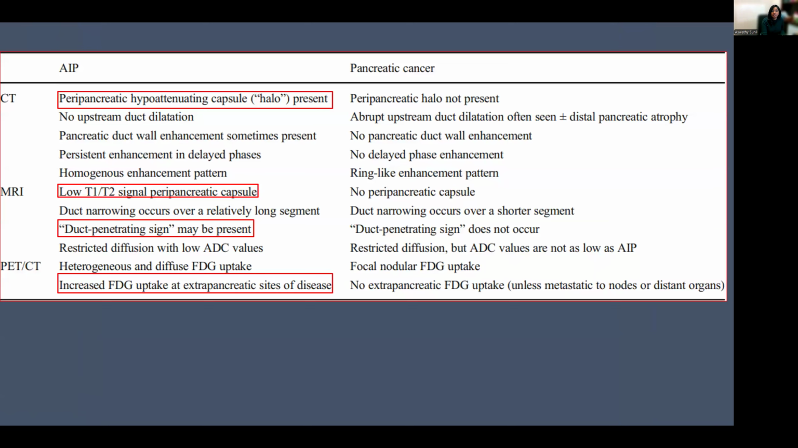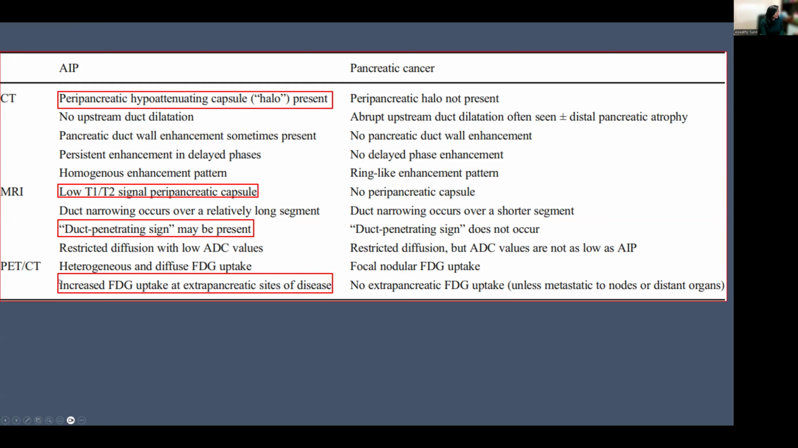So how to differentiate between autoimmune pancreatitis and pancreatic carcinoma? If you see a peripancreatic halo, and if there is no upstream duct dilatation, it favors autoimmune pancreatitis. As already mentioned, on MR, the capsule is T1 and T2 hypointense, and duct penetrating sign is seen while it is absent in pancreatic carcinoma.